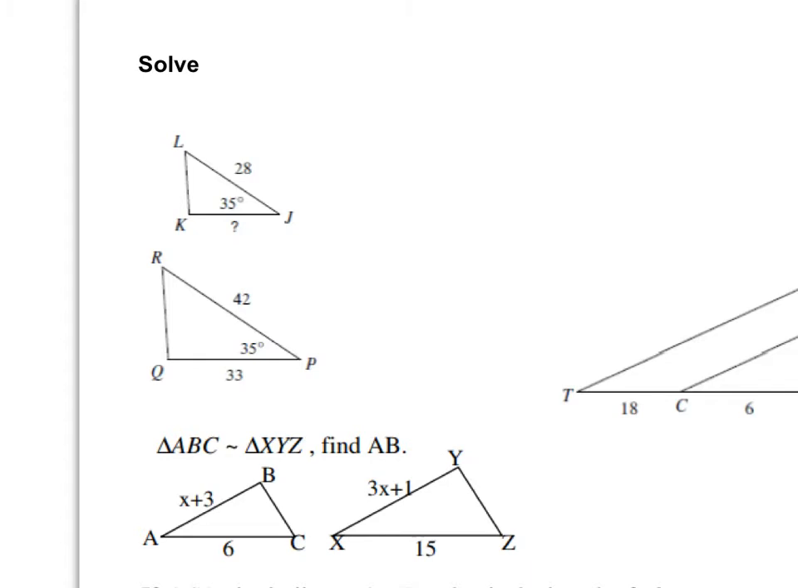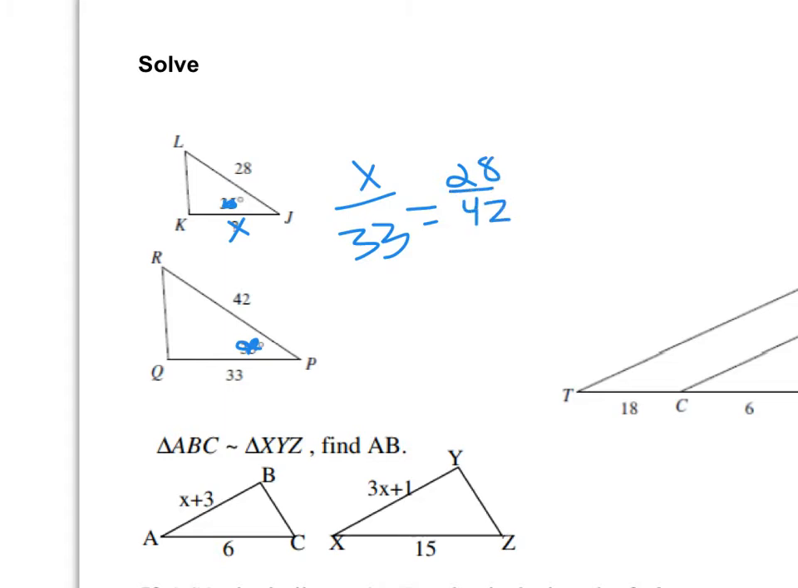Okay, let's finish up with some solving. Don't get tripped up by the fact this problem has 35 degrees in it. Nobody cares. Cross it out. Doesn't really affect you. It was just there to help us with knowing that they're similar and where these marks are. Okay, so I'm just going to call this little question mark x. So I'm going to do x over 33 equals 28 over 42.